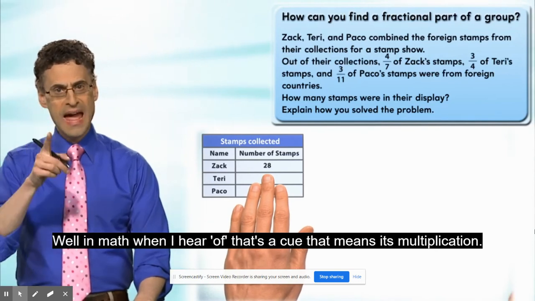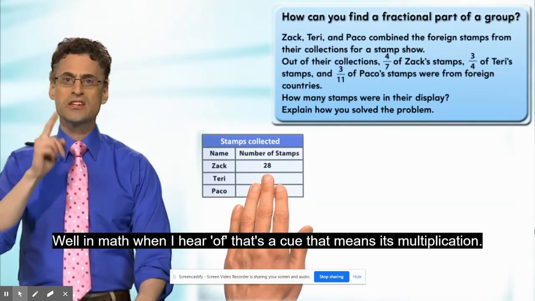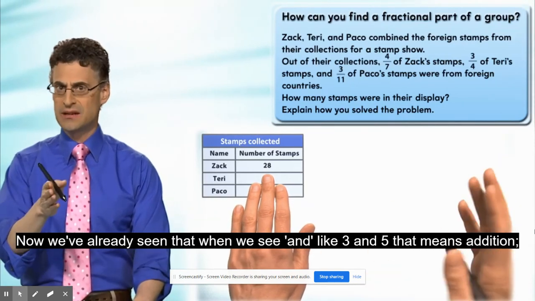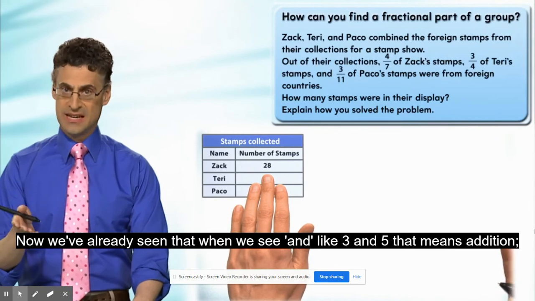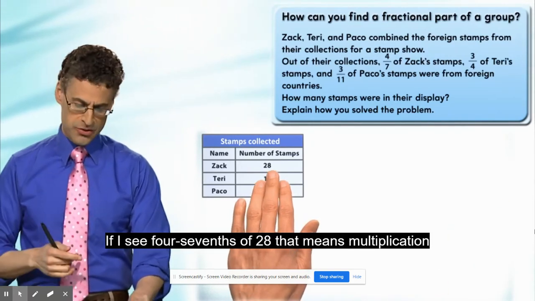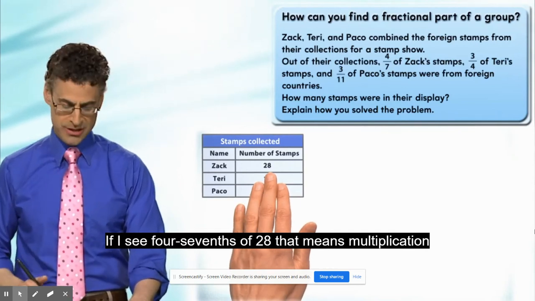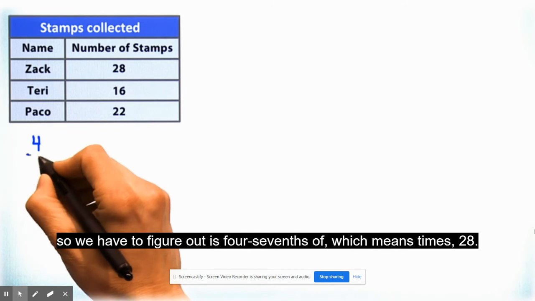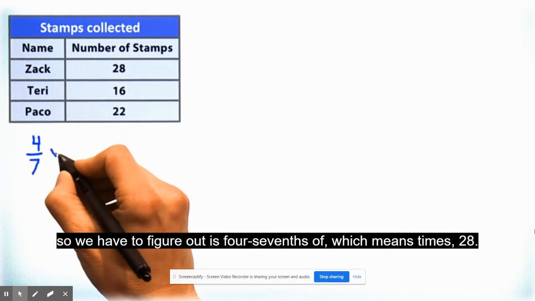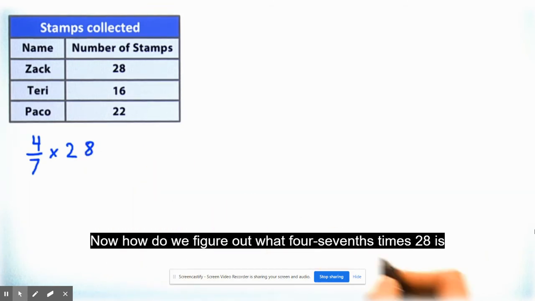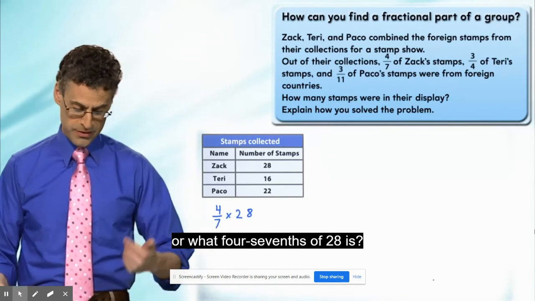Well, in math, when I hear of, that's a cue that means it's multiplication. Now, we've already seen that when we see and, like 3 and 5, that means addition, 3 plus 5. If I see 4/7 of 28, that means multiplication. So what we have to figure out is 4/7 of, which means times 28. Now, how do we figure out what 4/7 times 28 is, or what 4/7 of 28 is?